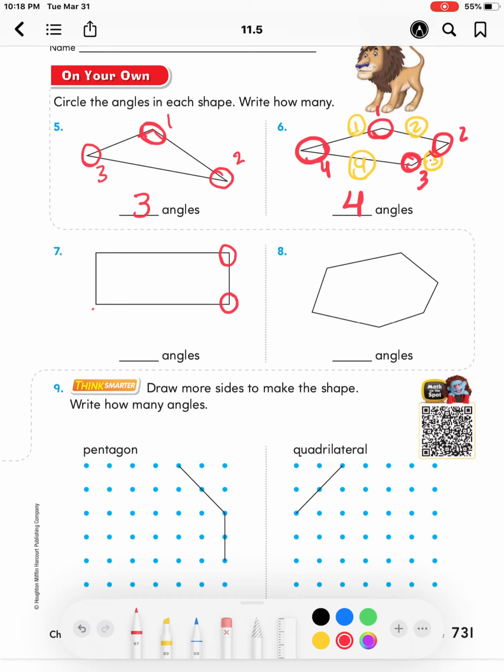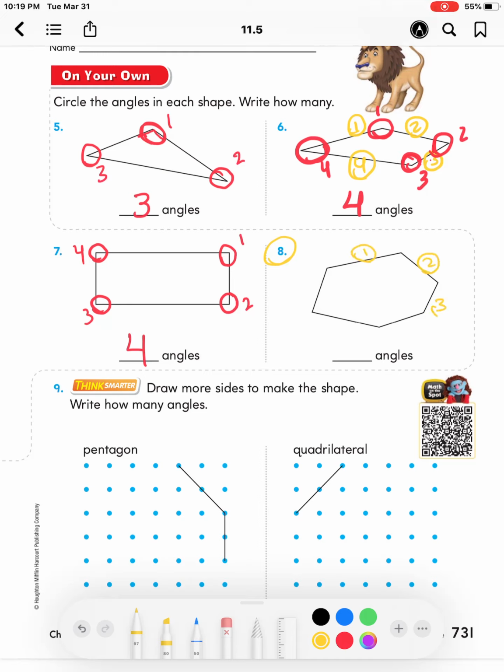1, 2, 3, 4. Now, after we circled all the angles, let's count. 1, 2, 3, and 4. So, we have 4 angles because this is a rectangle. Now, let's count how many sides do we have in this shape in question number 8.